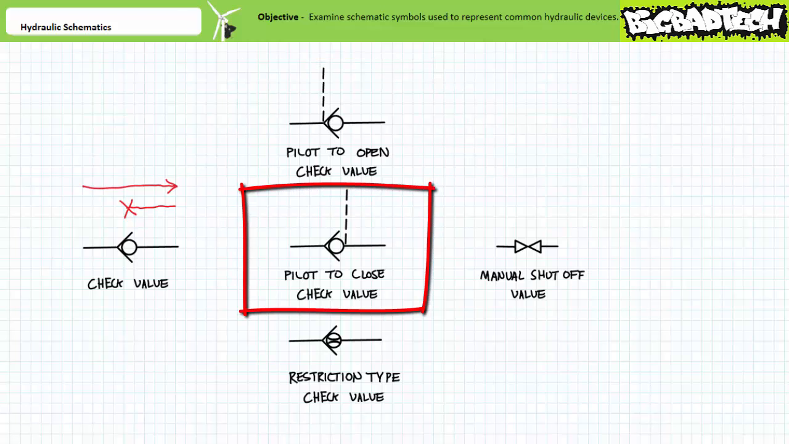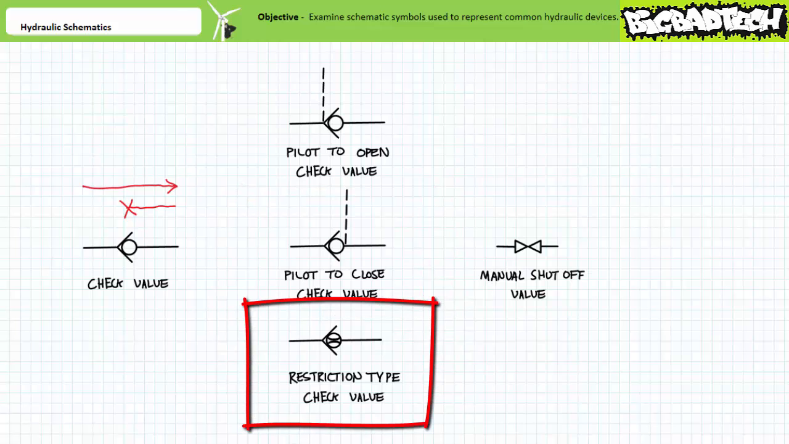Pilot to open check valves are schematically identified by having a pilot line that forces the ball off the seat. Pilot to close check valves are just the opposite. Pilot to close check valves act just like ordinary check valves in the absence of a pilot signal. In the absence of a pilot signal, a pilot to close check valve allows free flow in one direction and blocks it in another. In the presence of a pilot signal, a pilot to close check valve, as the name implies, closes and blocks flow in both directions.